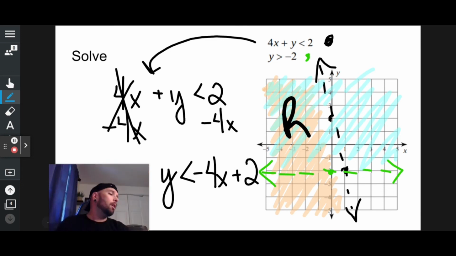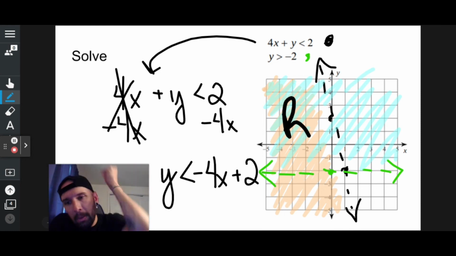And that is how you solve systems of linear inequalities in two variables. Bada bing!